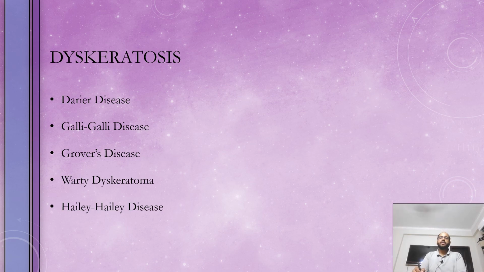Dyskeratosis is mostly seen in disorders like Darier's, Galli-Galli, Grover's disease, warty dyskeratoma, Hailey-Hailey disease. We'll discuss how it looks under a microscope, but we will not discuss individual disorders.